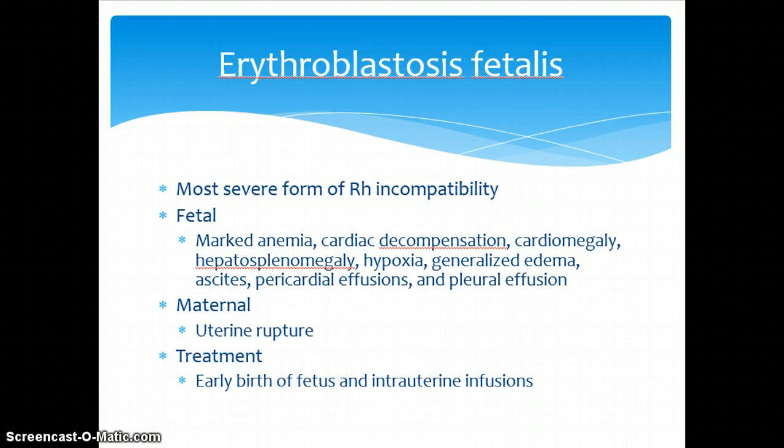Erythroblastosis fetalis is the more severe form of Rh incompatibility. In the fetus, there will be marked anemia, cardiac decompensation, cardiomegaly, hepatosplenomegaly, hypoxia, generalized edema, ascites, pericardial effusions, and pleural effusions. On the maternal side, there is the potential for a uterine rupture. The treatment of erythroblastosis fetalis includes early birth of the fetus and also possible intrauterine infusions of red blood cells, basically transfusions of red blood cells to replace the ones that are being destroyed by the maternal antibodies.